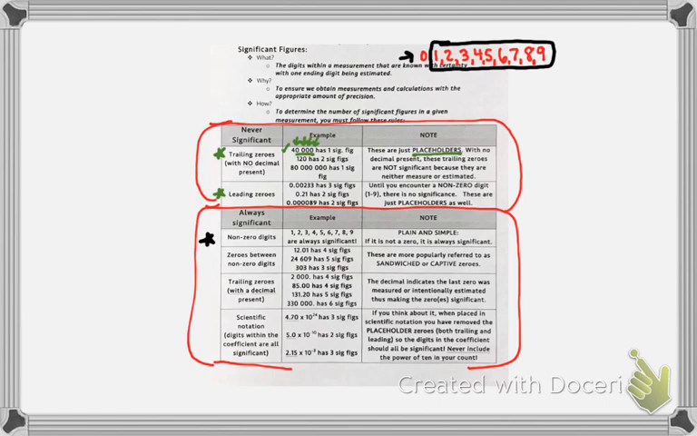Now this next one, here you go. This 0 right here is insignificant. It is just a placeholder. It's just holding the ones place value. That is what we call an insignificant 0. So this only has 2 sig figs right here.